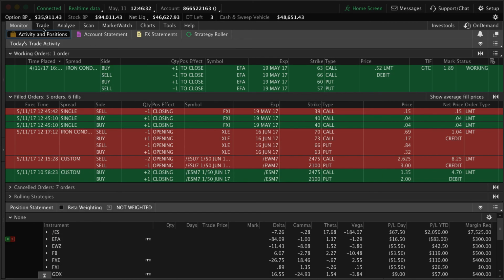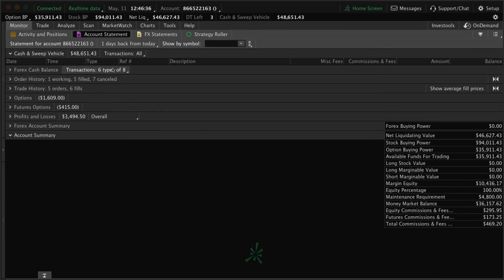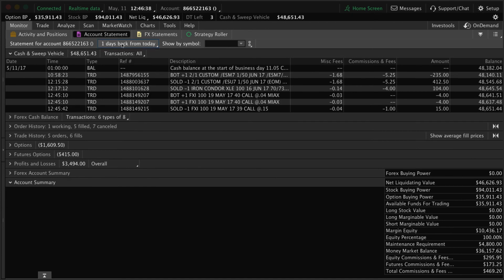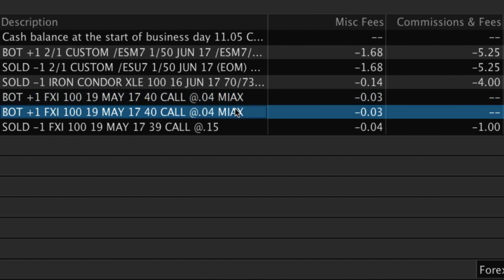But if we go over to our account statement, I'm going to show you guys our cash and sweep vehicle. And if you look at these trades, you can see the commissions and fees. So it charged us $1 to close the 39 call. But when closing the 2 short 40 calls at less than 5 cents, so we closed it at 4 cents, you can see the commissions and fees have been waived. So this is a quick little trick.